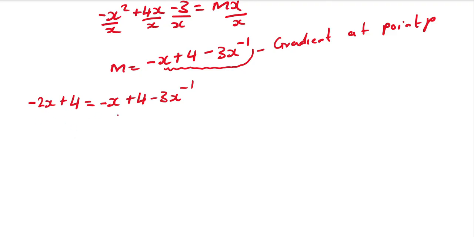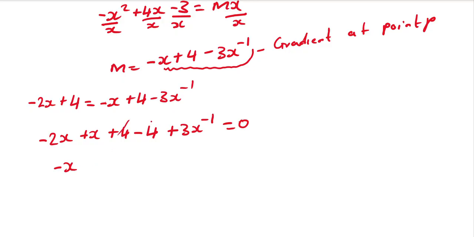So let's solve it. We're going to take this one to the other side. We have minus 2x plus x, because it will change the sign. And then we have plus 4. We take this 4 to the other side with minus 4. And then we take this 3 to the other side, it will be positive 3x to the power minus 1 is equal to 0. Now we are done. This one with this one, collecting the like terms, will be negative x, and then this cancels this, plus 3x to the power minus 1 equals 0, and then we multiply by x.